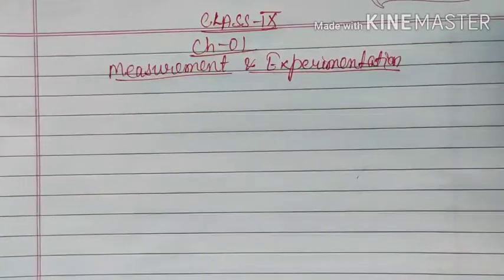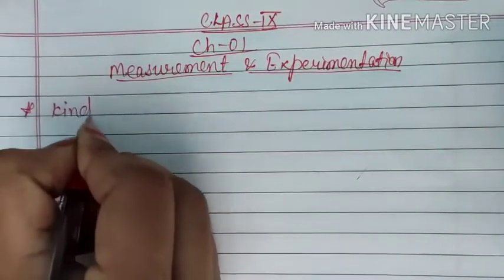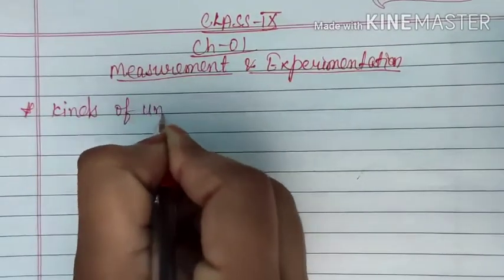In last class we have seen some basic things about measurement and units. So this class we will start from kinds of units. As in the last class we have seen, a unit is that standard quantity with the help of which we are measuring. They are known as units. Some examples also we have seen, and now we will see kinds of units.